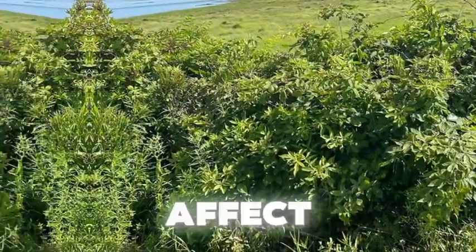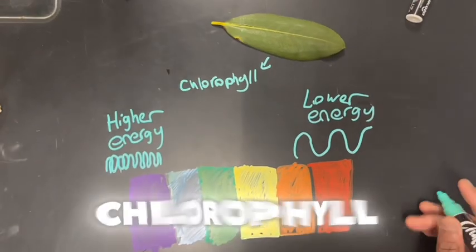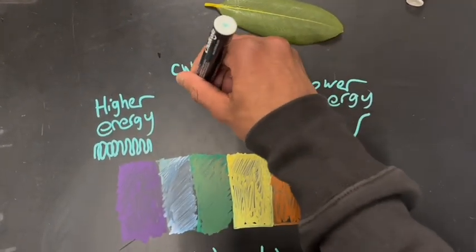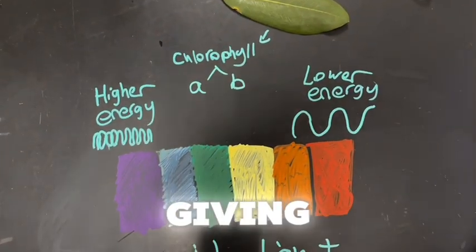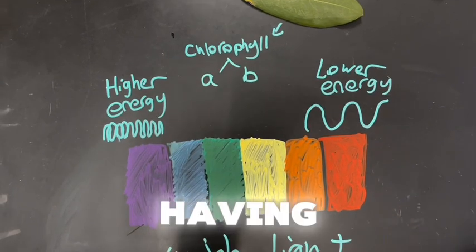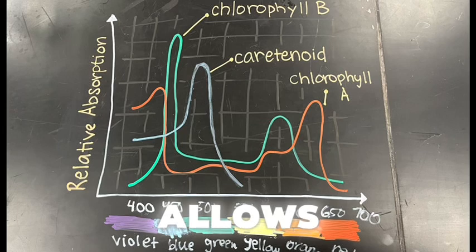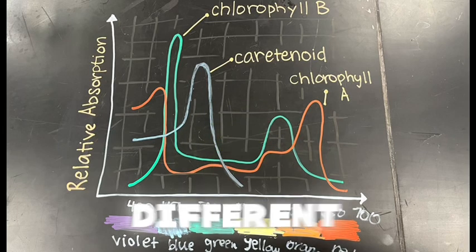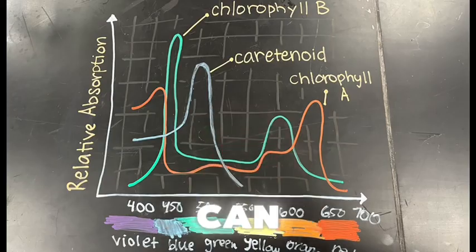But how does this even affect plants? Plants contain a variety of pigments. Three are chlorophyll A, chlorophyll B, and carotenoid. Chlorophyll A and chlorophyll B are responsible for giving leaves their green hue. Having multiple pigments is very important to plants, as it allows them to absorb different wavelengths of light, thus expanding the range of light energy that plants can utilize.